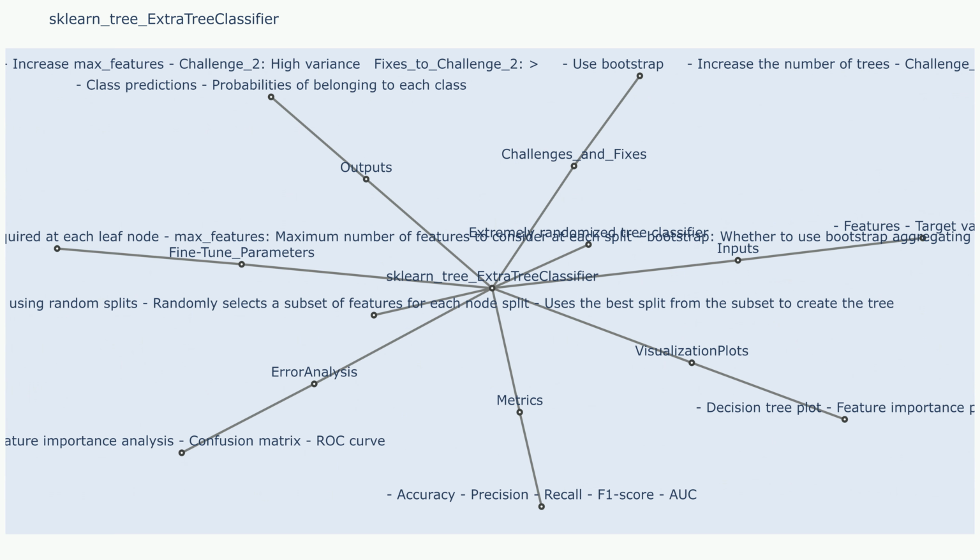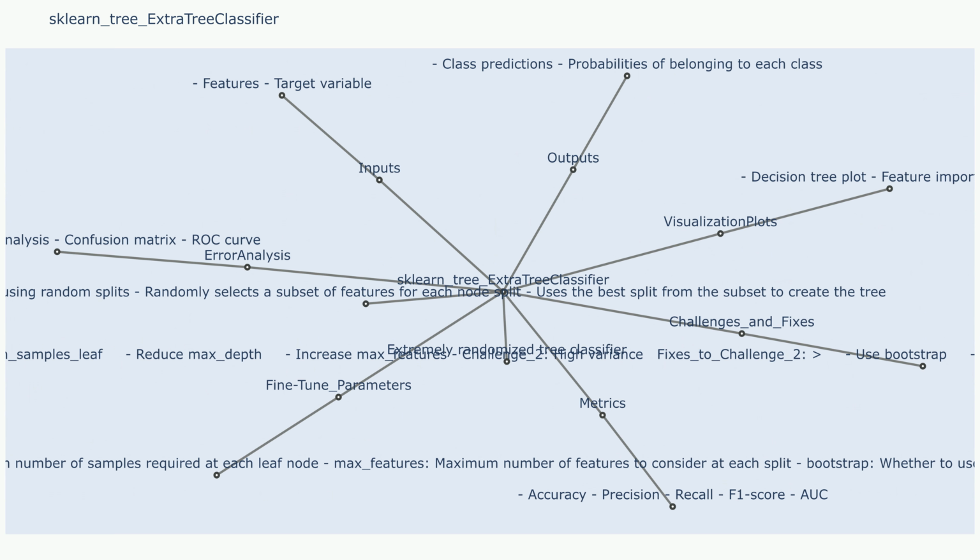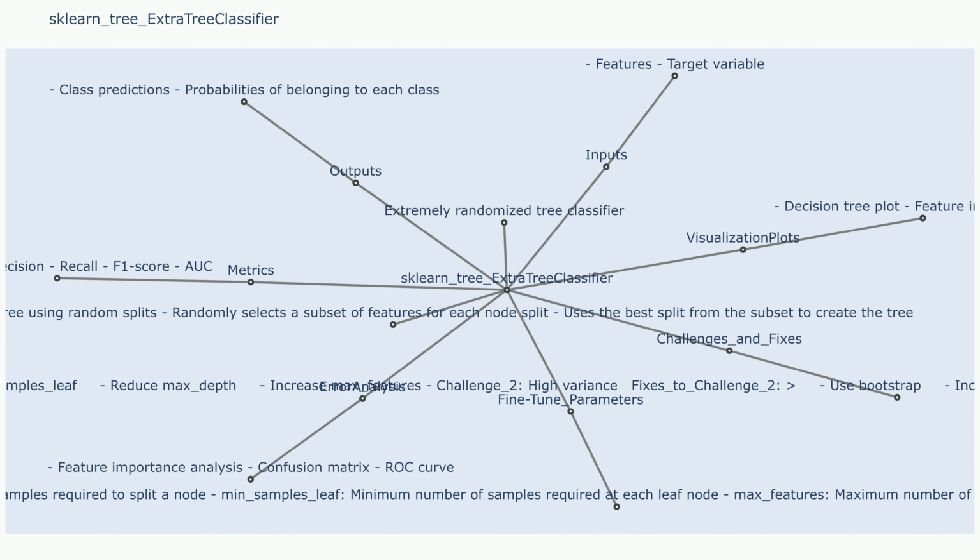Min-samples split. The minimum number of samples required to split an internal node. This parameter helps control the size and complexity of the trees. Min-samples leaf. The minimum number of samples required to be at a leaf node. Similar to min-samples split, it regulates the size of the trees. Max features. The number of features to consider when looking for the best split at each node. It can be an integer (absolute number), a float (proportion of features), or auto (all features). Bootstrap. Whether bootstrap samples are used when building trees. If true, each tree is built on a random subset of the training data.